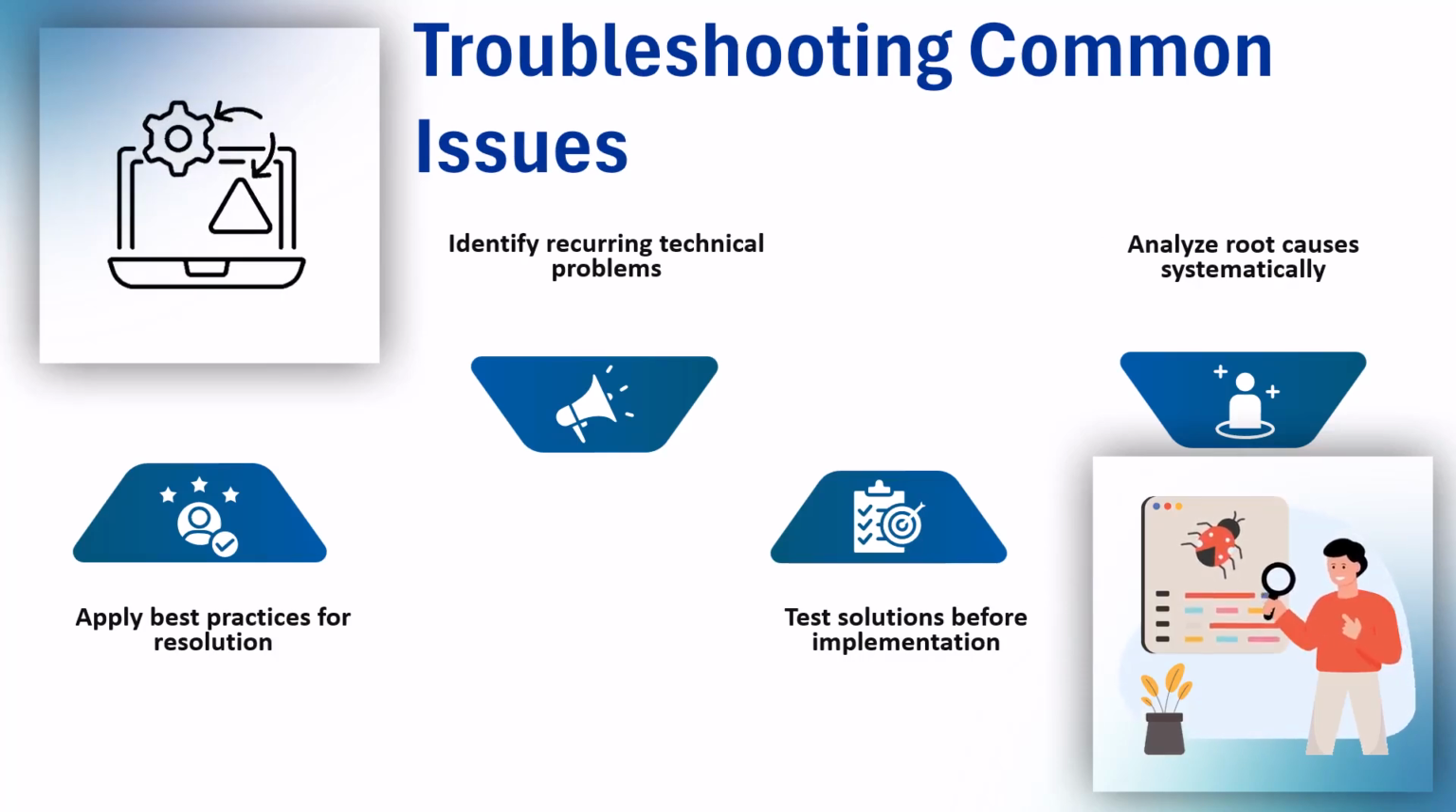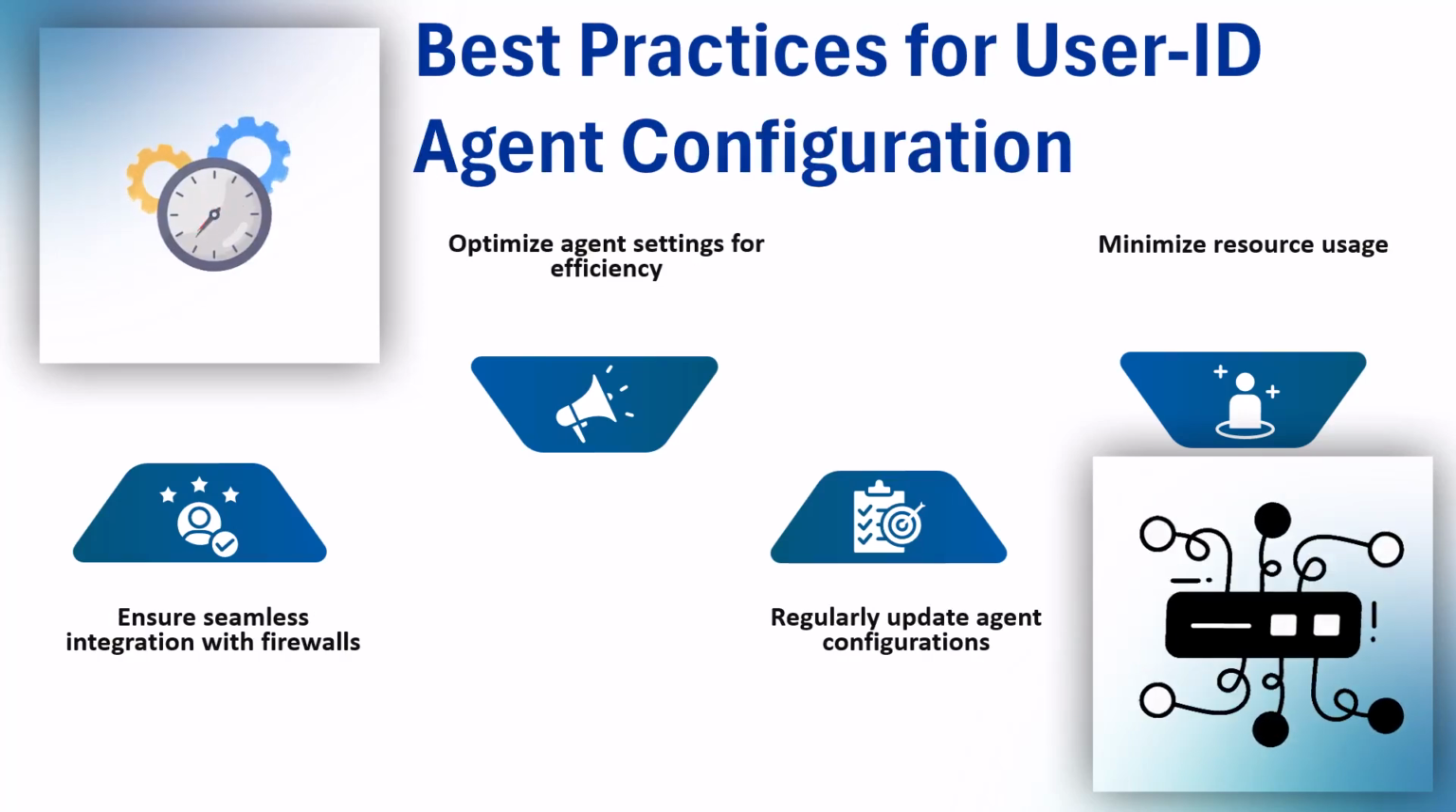Troubleshooting is detective work, finding clues, analyzing evidence, and solving the case. Start by pinpointing recurring issues, then investigate root causes like a crime scene analysis. Applying best practices prevents the same problems from happening again. Finally, testing solutions ensures they actually work before rolling them out. Sherlock Holmes would approve.